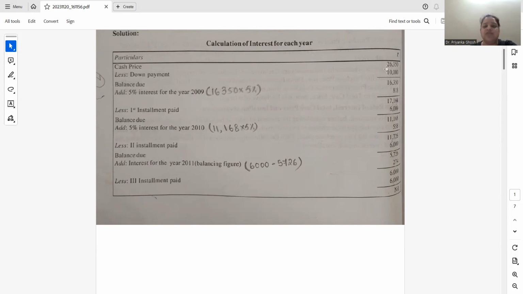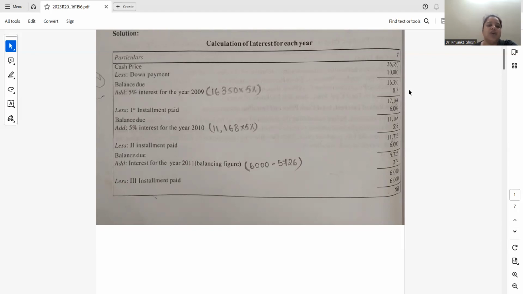So the total cash price was 26,350, and from there first we minus the down payment of 10,000. Now the balance due will be 26,350 minus 10,000, which is 16,350.